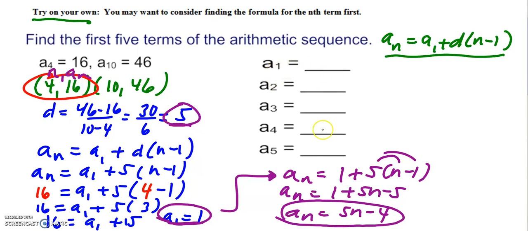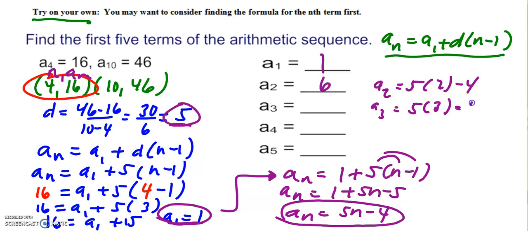If now I want to find all of these values, we already found that a sub 1 was 1. But if you want to find the second term, you can plug it in here. A sub 2 would be 5 times 2 minus 4, which would be 6. A sub 3, which would be 5 times 3 minus 4. From here, 15 minus 4 is 11. And if you continue to do that, the next term would be 16, and the next term would be 21. So again, the whole point of this is to find this general equation so that you can find these values.